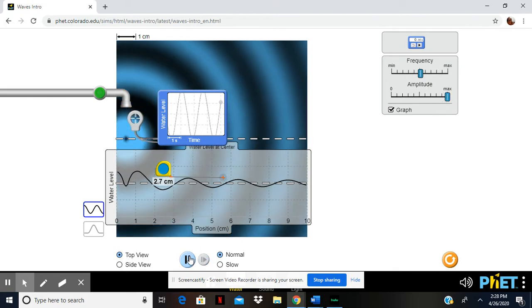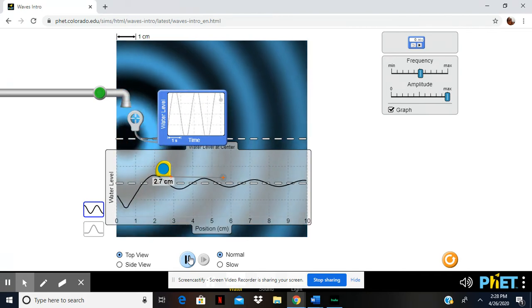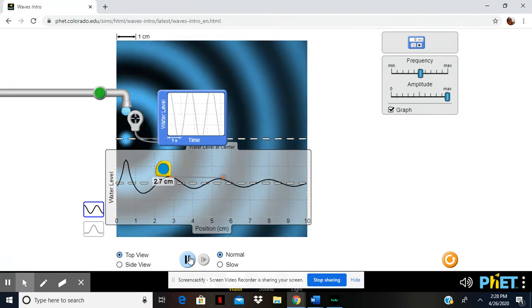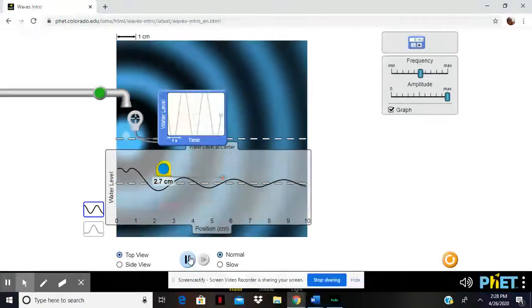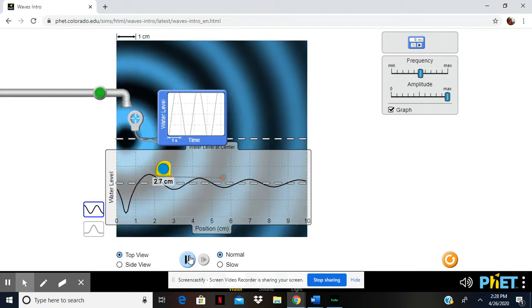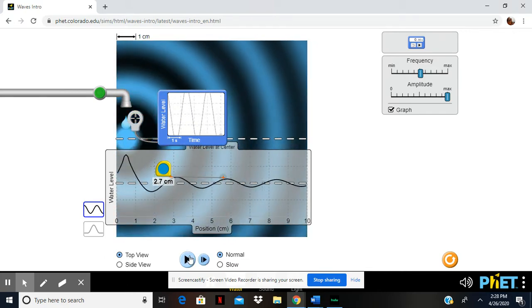And then we press play. We let the water disperse itself until the waves are all the same. And then I can press pause. Perfect. Now that this is paused, to find the wavelength, you'll measure from two peaks.